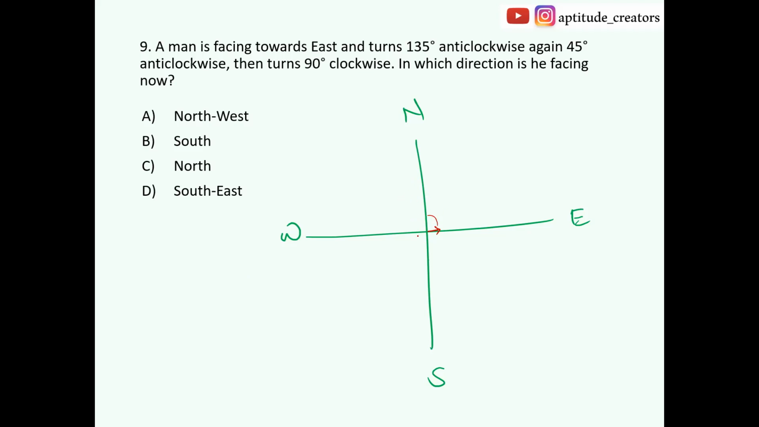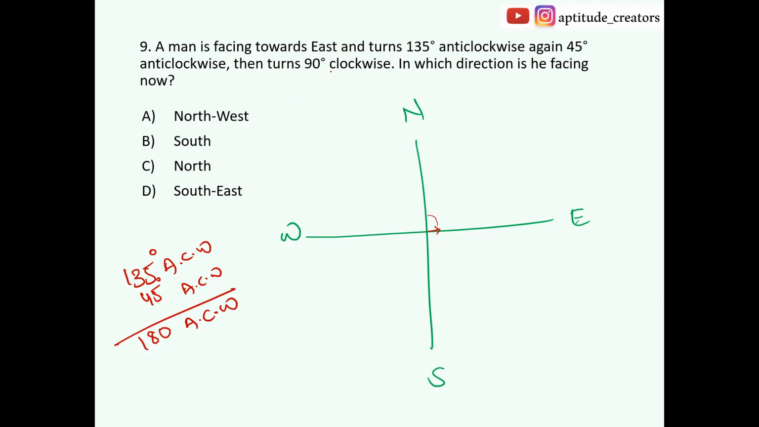Most of the people will calculate like this. First, the people will calculate 135 and after that 45 degrees anti-clockwise direction. No need to calculate separately. Here 135 degrees anti-clockwise direction and 45 degrees anti-clockwise direction. Correct? Anti-clockwise and anti-clockwise. Now here 135 plus 45. What is 135 plus 45? It is giving the result as 180 degrees total anti-clockwise direction.